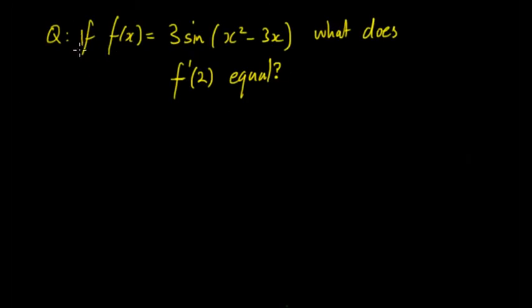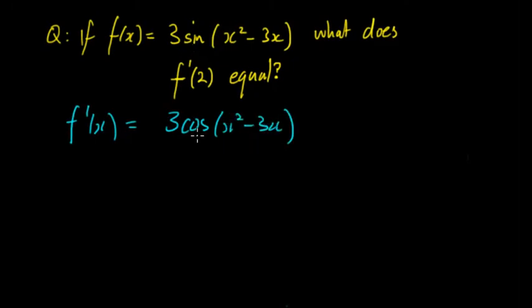So another question. If f(x) is equal to 3 sin(x² − 3x), what does f'(2) equal? So the first step is we need to work out what the derivative equals. So f'(x) is equal to 3 cos(x² − 3x). So I've just swapped sine and cos, and there's no negative because you started at sine. And then you need to times by the derivative of whatever's in the middle. So it's going to be 2x − 3.